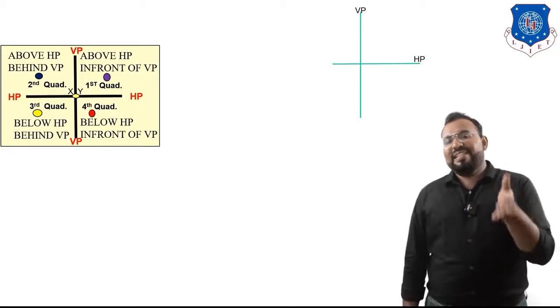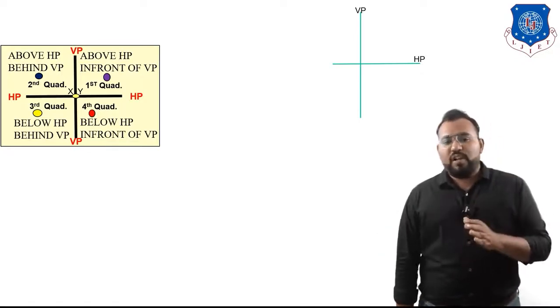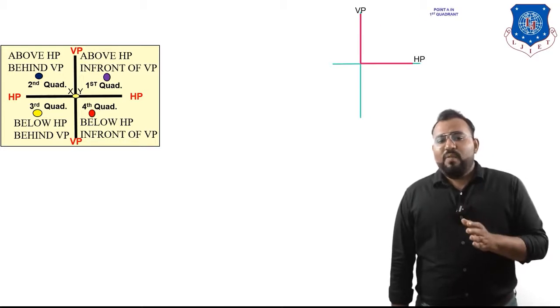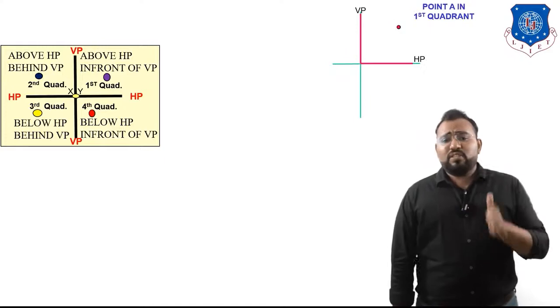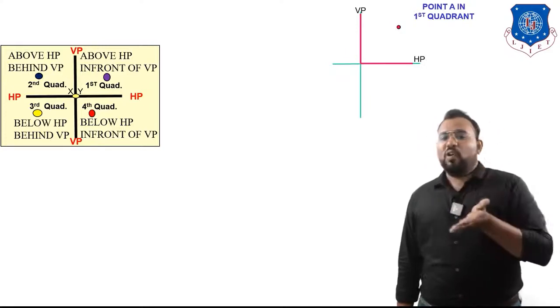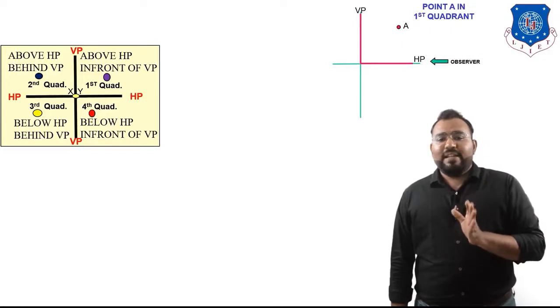So now let's see the first quadrant over here. Look at the figure which shows the first quadrant, right? Now let us imagine a point in the first quadrant. So this is a point in the first quadrant. Let's say this point is point A. Now let us take the projection.